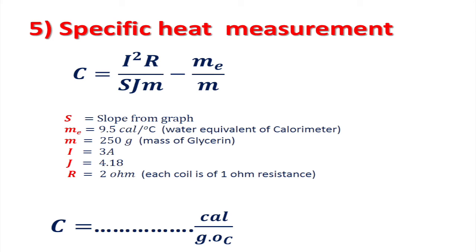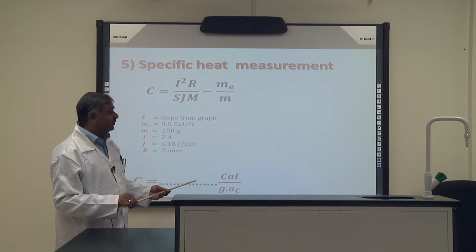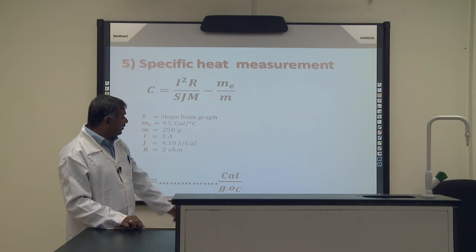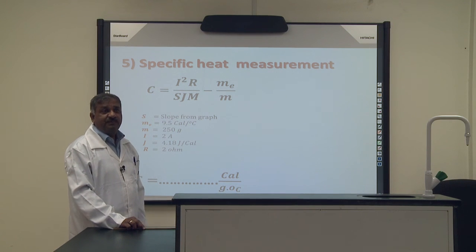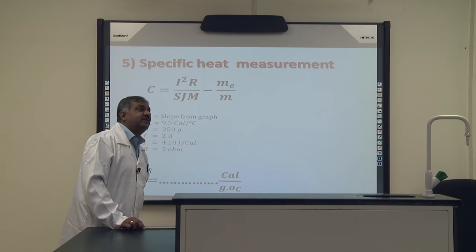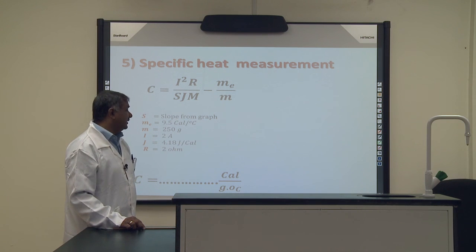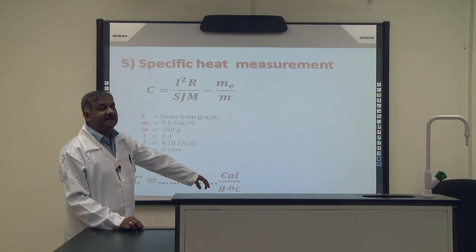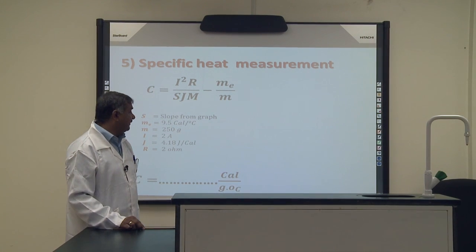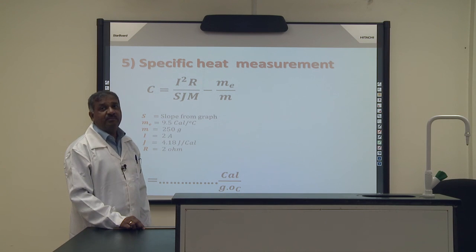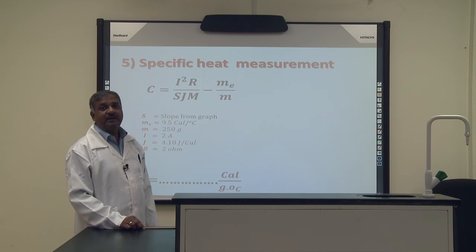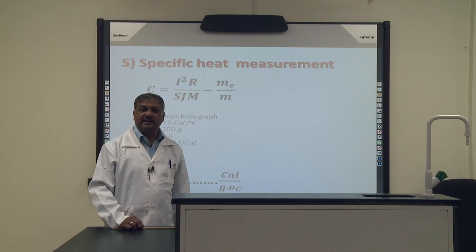When you put all the values into this formula, with S from the slope and the constants given to you, you write the constant value which you have calculated. Keep in mind, we are using the unit calories per gram degree Celsius. Even though specific heat has another unit that we use for theoretical purposes, in this lab activity we use calories per gram degree Celsius. So gentlemen, this is the specific heat of the glycerine which you have calculated in this experiment.